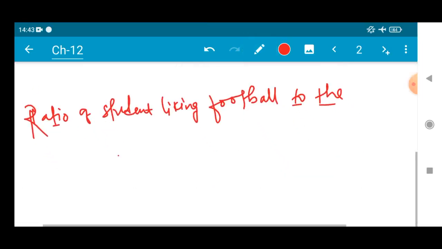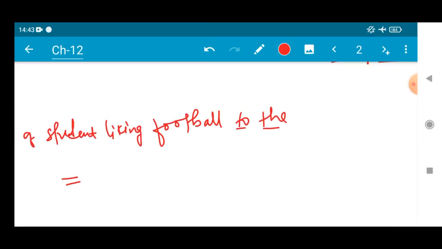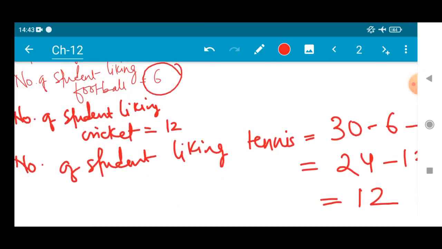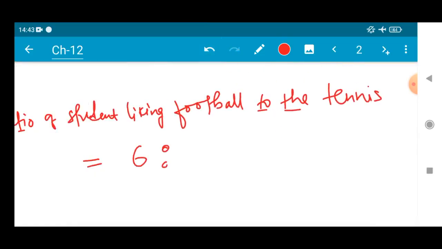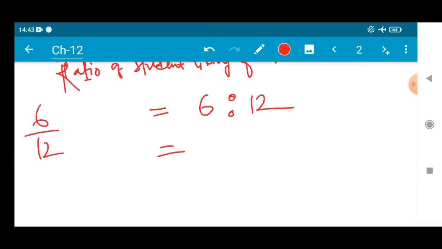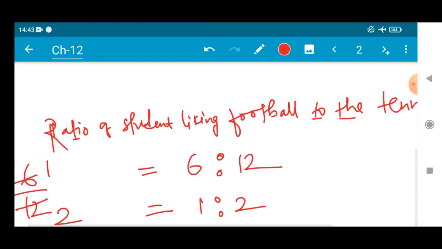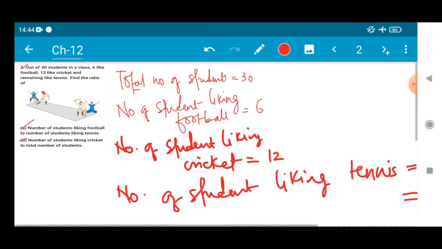Okay, so how many students are liking football? Okay, first of all, let me complete this. Total ratio of the students liking football to the tennis. So how many students are liking football? 6. And how many students are liking tennis? 12. So it will be 6 is to 12. What we are finding? We are finding the ratio. So the ratio symbol should be mentioned over there. So 6 by 12 can be written. 6 1s are 6, 6 2s are 12. So 1 is to 2 is the ratio of the students who are liking football to that of the tennis. Okay, this was our first question.